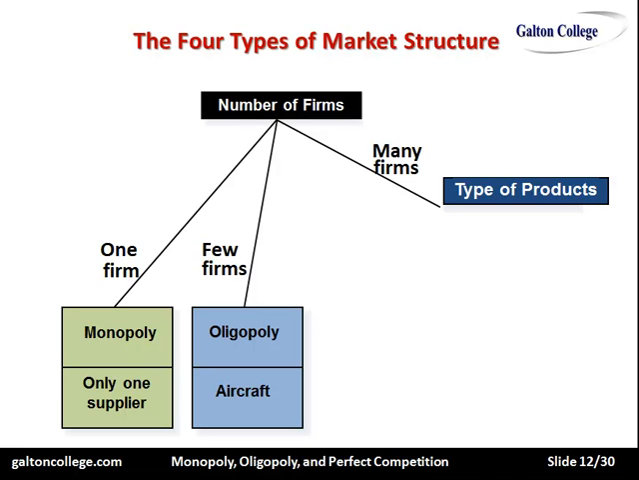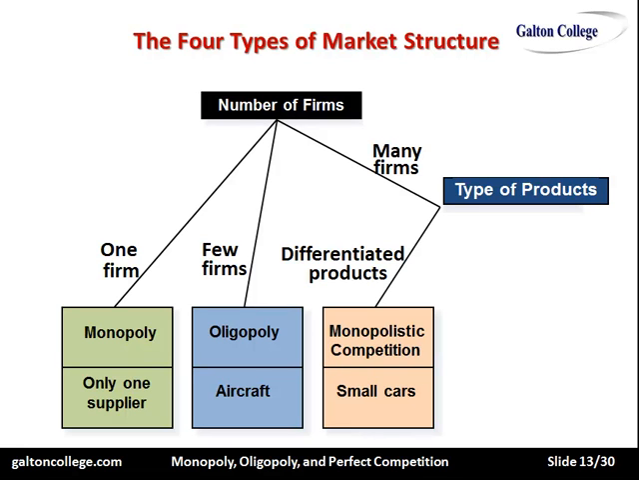Then we go to the other extreme where we have many firms. So we've gone from one to few, now to many. And by many we could even mean a very large number, almost in some books it's written as infinite. I think probably that's a bit too extreme, but many firms. Now this is divided into, first of all, monopolistic competition, which has many firms, but differentiated products. Small cars might be an example.